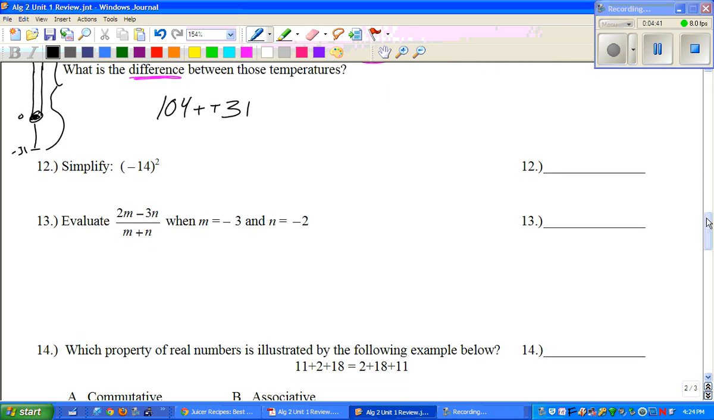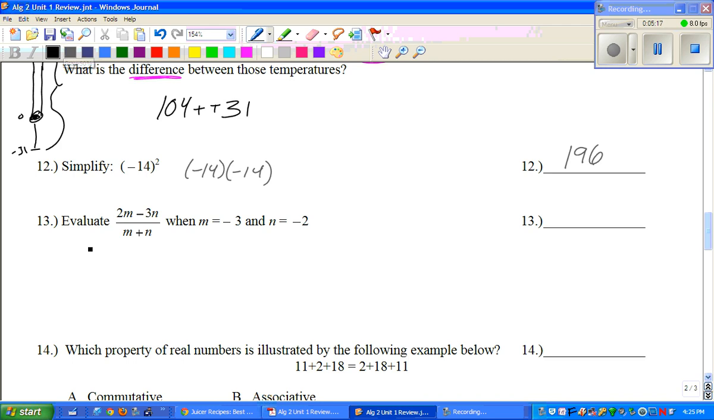All right, number 12. Simplify negative 14 squared. Okay, well, first off, if you break this down, this is negative 14 times negative 14. You should know right away that that's going to give you a positive answer. So now all you need to know is what's 14 times 14. You guys have your multiplication chart, so you should be able to look that up. And you get 196.